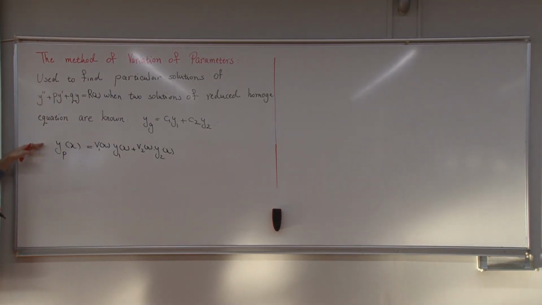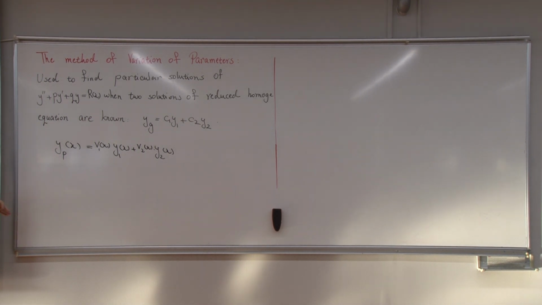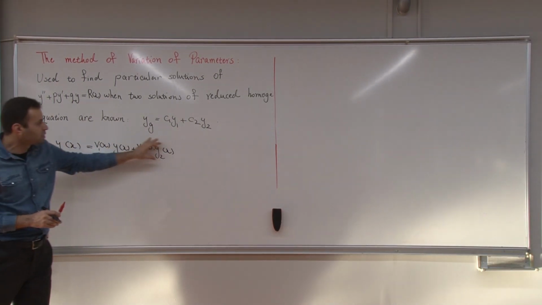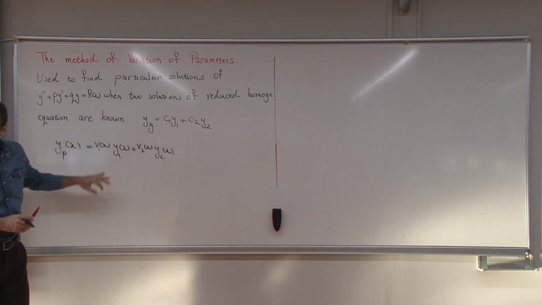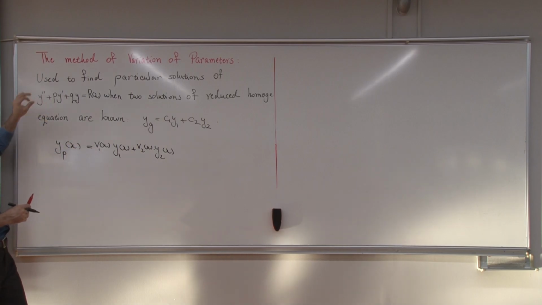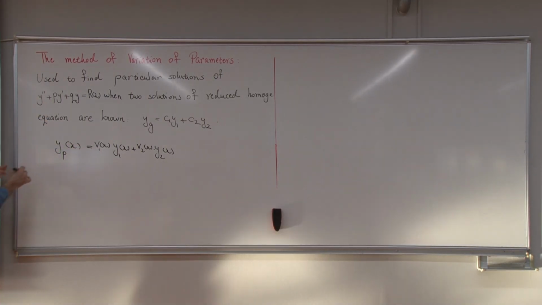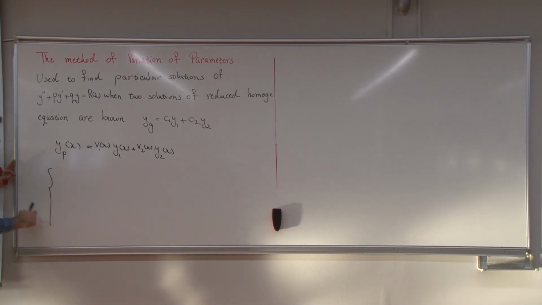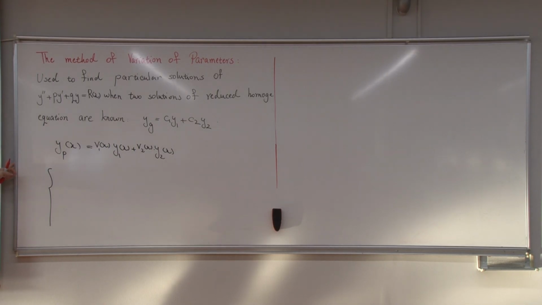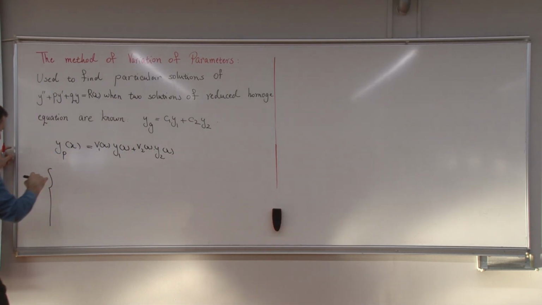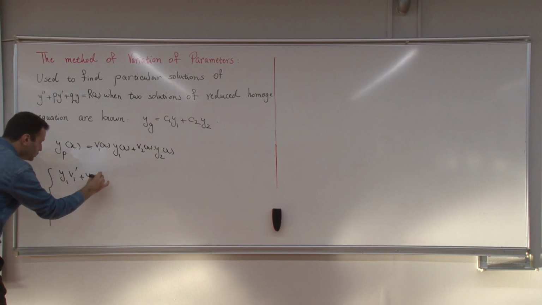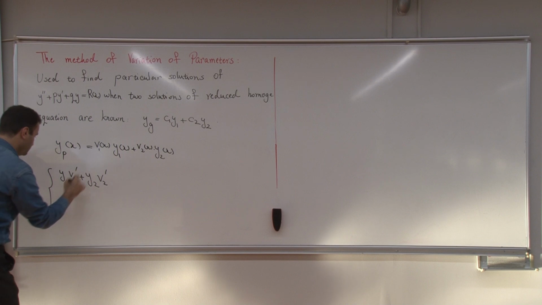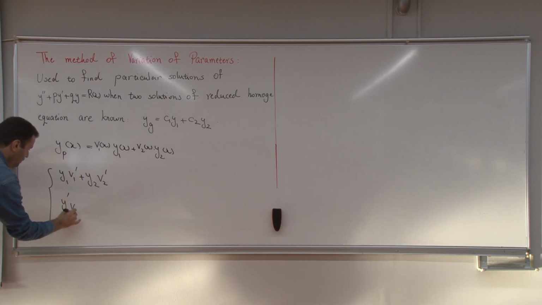I am not going to derive the formulas, but if you assume that this is a particular solution for this non-homogeneous equation, and you take the first and second derivatives and replace them in the equation, you will see that with one assumption, we are going to have a set of equations for v1 prime and v2 prime: y1 v1 prime plus y2 v2 prime.